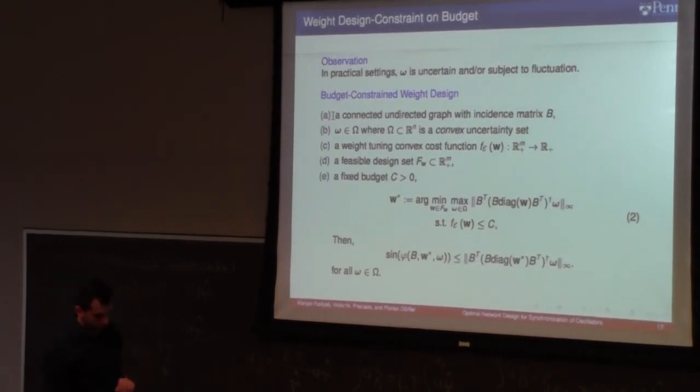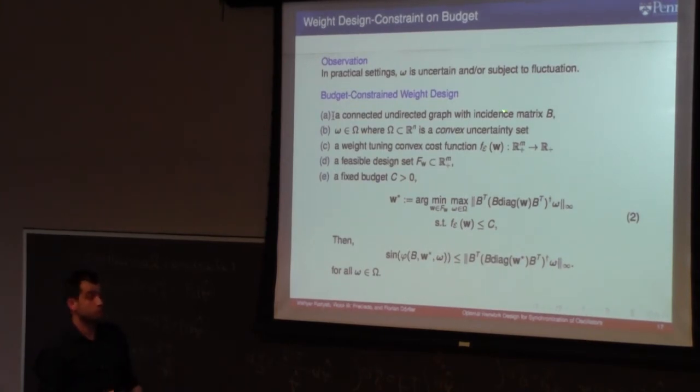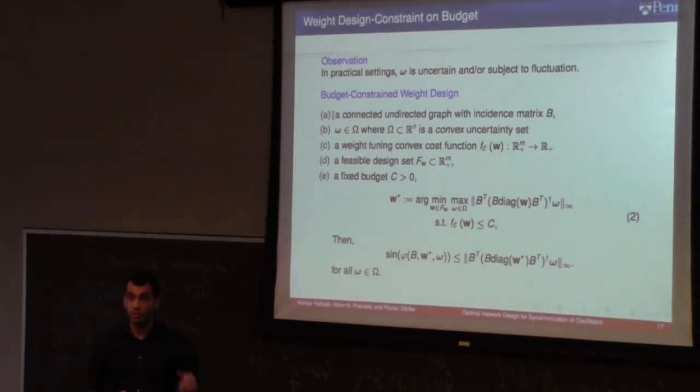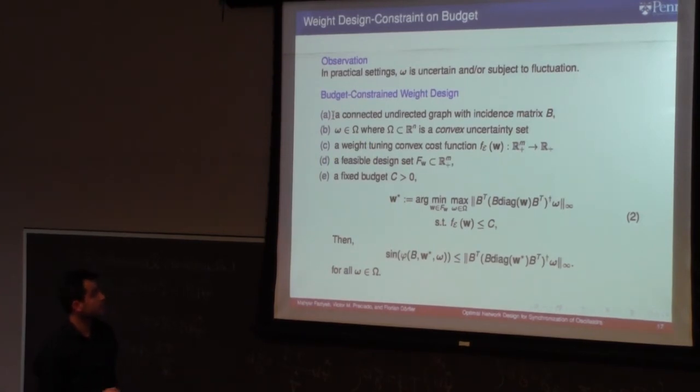Okay, so this is the second part of the problem, which is more interesting and more practical. Now I want to fix my natural frequencies, and I want to design the weights. However, this is a practical observation: my natural frequencies, for example in a power network, are the power consumption and power generation, so they are not given to you. They are not known, or they are uncertain, or they can fluctuate. So the difference here is that I still have a connected undirected graph G with incidence matrix B, but my natural frequency is not known, but I know that it belongs to a convex uncertainty set, right? And I am given a weight tuning function for tuning my weights, and I have a feasible design set, and I have a fixed budget for tuning the weights.